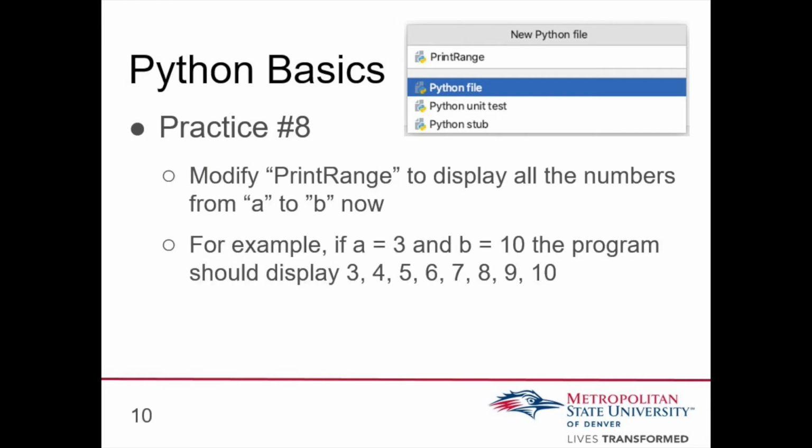The previous example didn't print the value of b because we used b as the stop value for range. What if we want a closed interval? In other words, we want the same output as previously, but also including b. Modify print range to display all the numbers from a to b. For example, if a is 3 and b is 10, the program should display 3, 4, 5, 6, 7, 8, 9, and 10.